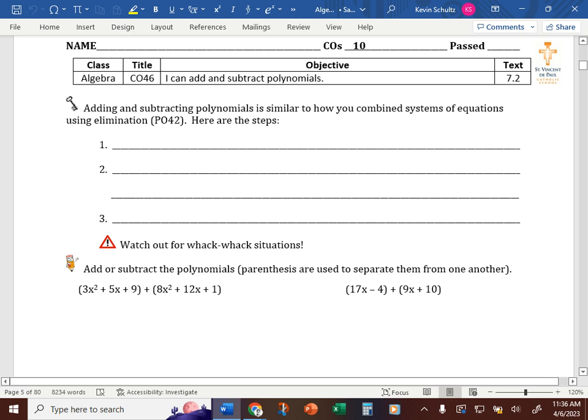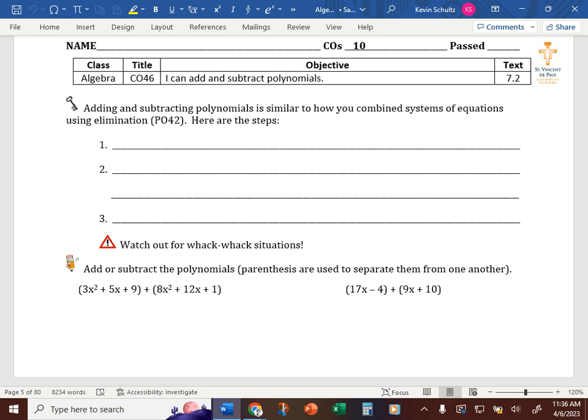The first of 5 objectives that deal with operations involving polynomials. Okay. This first one is going to deal with addition and subtraction. The next 3 all deal with multiplication. That's kind of a big one. There's lots of different situations that can happen there. And the last one deals with division.